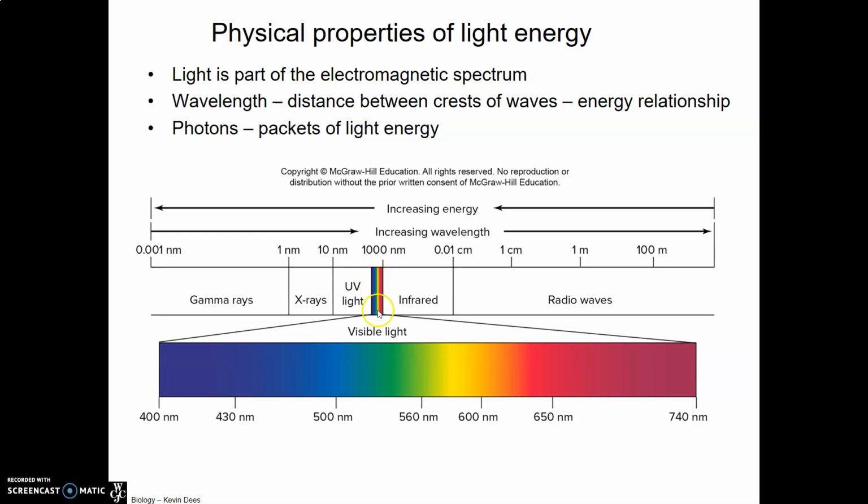Now you notice right here in the center is what we call the visible portion or visible light as part of this electromagnetic spectrum. And the light energy has a phenomenon where the amount of energy increases as wavelength decreases. So the shorter wavelengths are going to have a little bit more energy than the long ones. Now, light energy travels as what are called photons. And what I want you to think of is these photons are little packets of light energy.